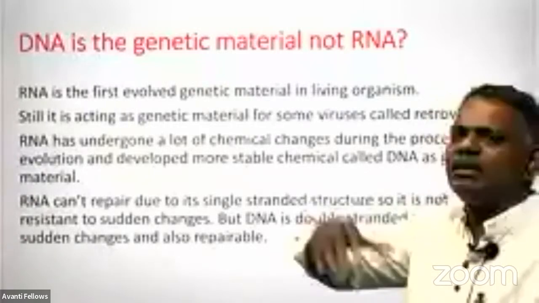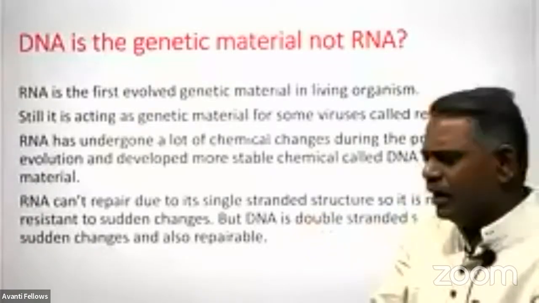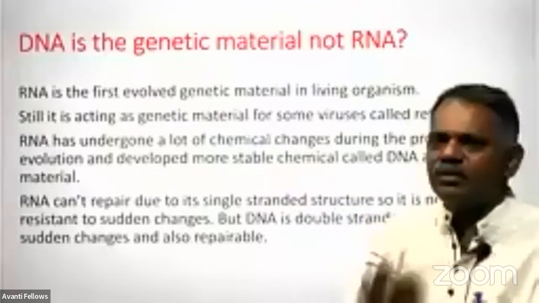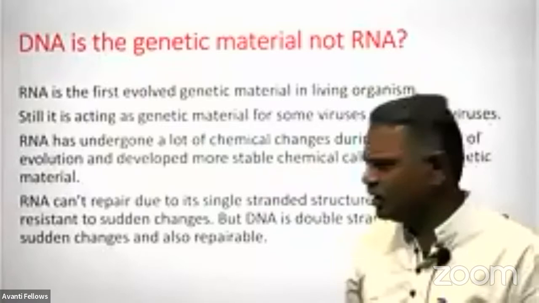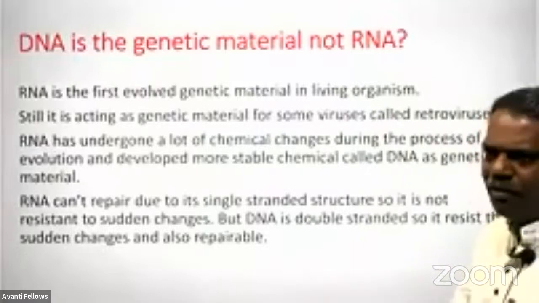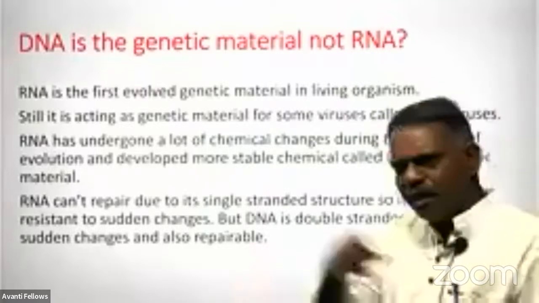Whenever it gets suitable climatic conditions back, again it goes for making the double strand and acts as a functional genetic material, and it is repairable. Once it is broken, again it can be repaired, resist the sudden changes and also repair at the same time. It can also allow probable and slow changes that should be there in genetic material. That is why most individuals, except retroviruses, have DNA acting as the genetic material.